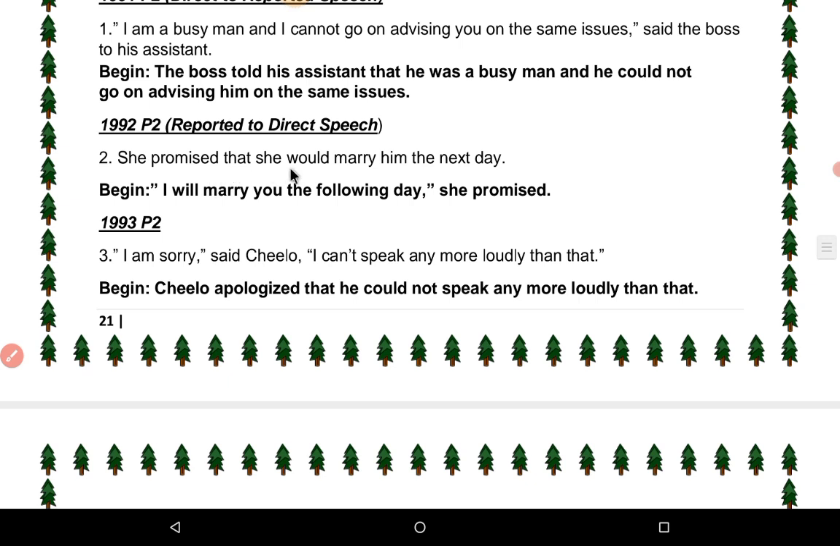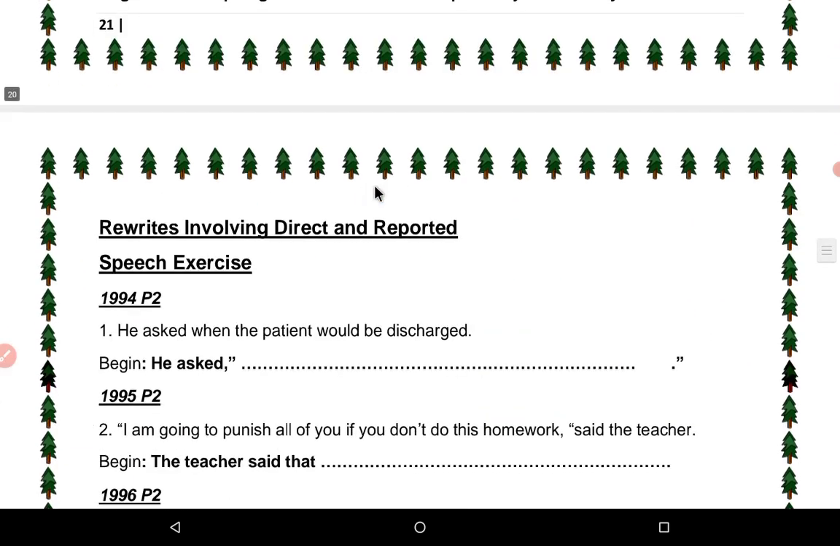She promised that she would marry him the next day. Now we want to report it, just quote the exact same words. I'll marry you the following day. She promised. So next day changes to following. So just like that, let's look at an example here.